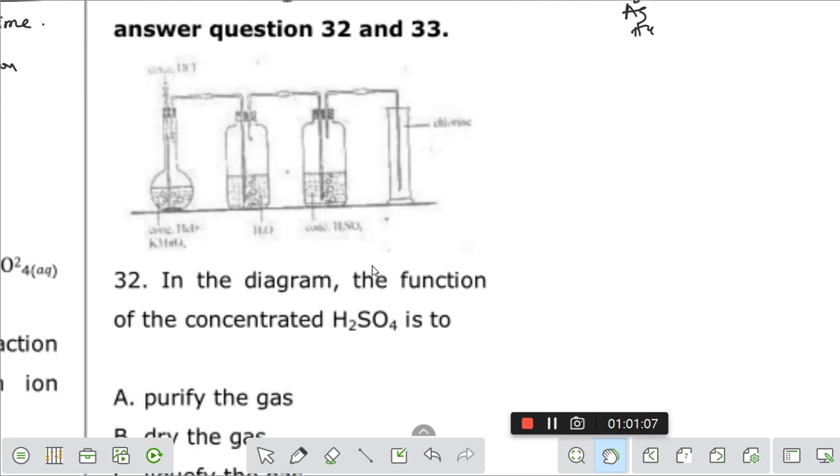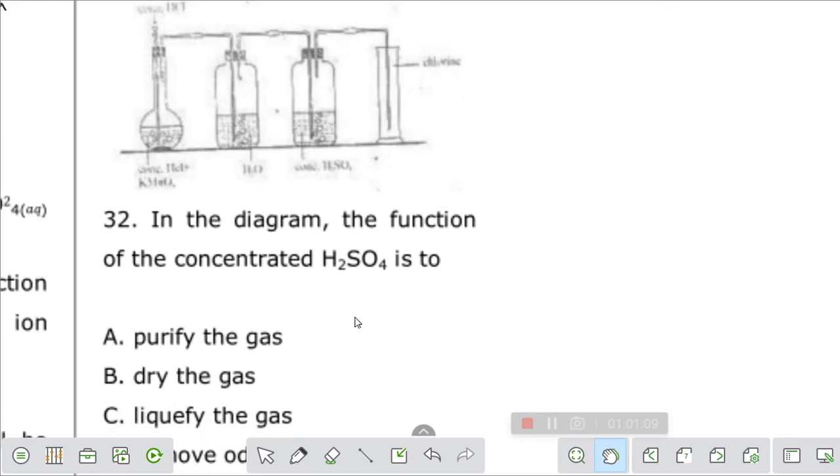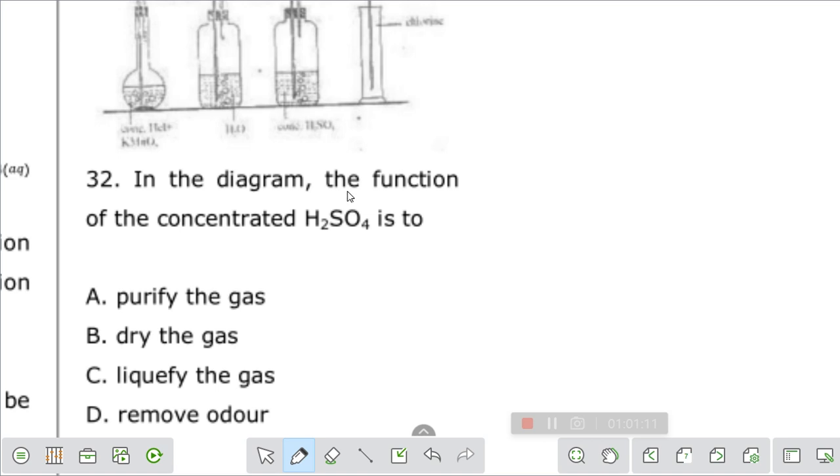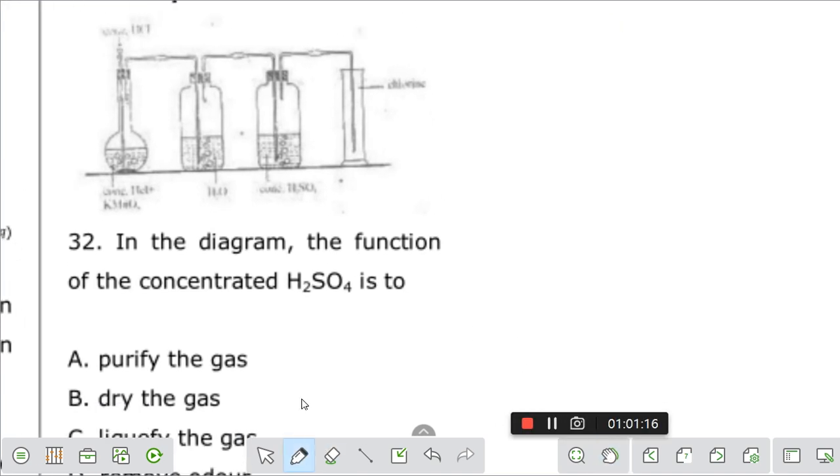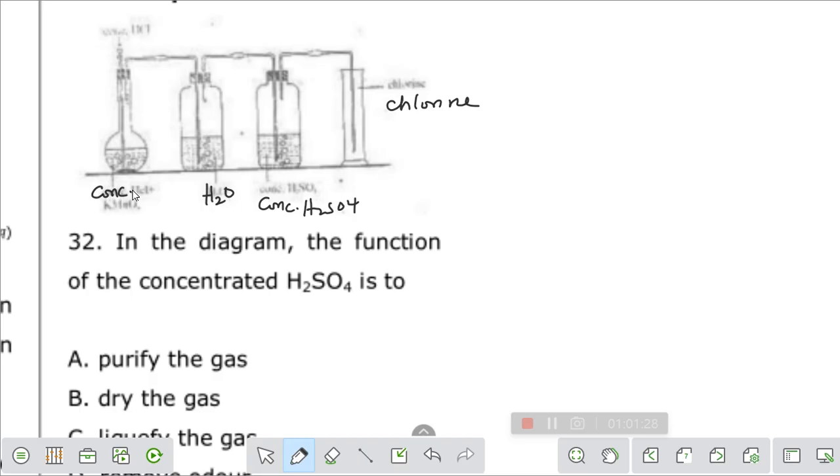So look at this now. I think I drew this diagram for you when we were on chlorine. This is the laboratory preparation of chlorine. If you don't see it very well, they wrote chlorine here. Here they put conc H2SO4, and here they put water, and here they put conc HCl and KMnO4. So that's what they put here.